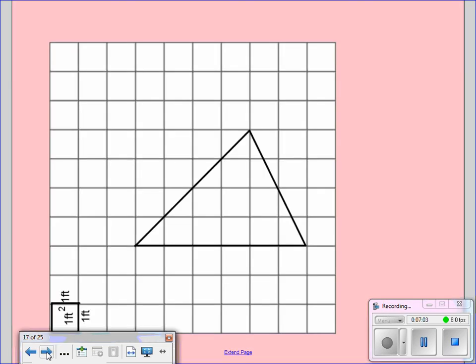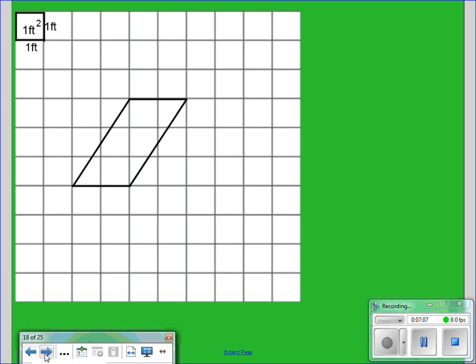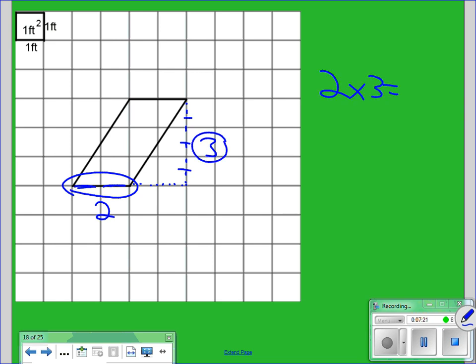First of all, we just got done doing this problem. We'll keep on moving along here, okay? Now we have a parallelogram. Let's take a look here. My base is a 2. 1, 2. Parallelogram, I'm going to move on over, then come on up. My height is a 3. So I'm going to solve this by 2 times 3 equals 6.